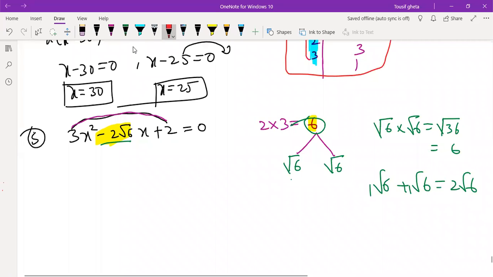Minus 1 root 6, and this also will write minus. So, minus root 6, minus root 6. 3x square minus 1 root 6x minus 1 root 6. If you don't write 1 root 1 also okay. Plus 2 equals to 0. So this part is over.